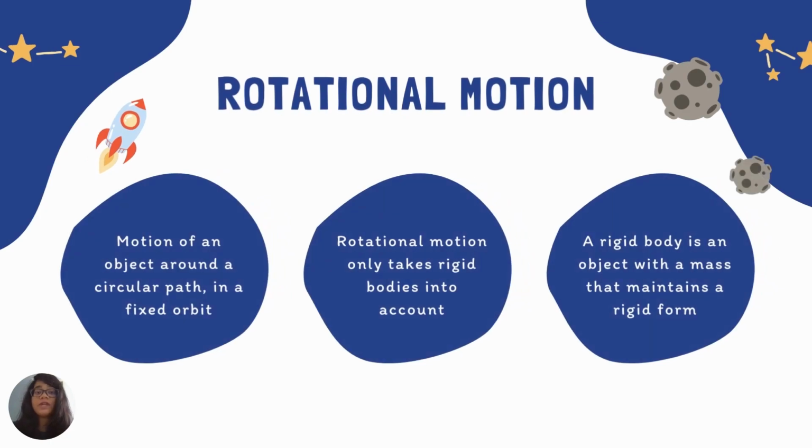Now let's move on to rotational motion. Rotational motion refers to the motion of an object around a circular path in a fixed orbit. It only takes rigid bodies into account. A rigid body is an object with a mass that maintains a rigid form.